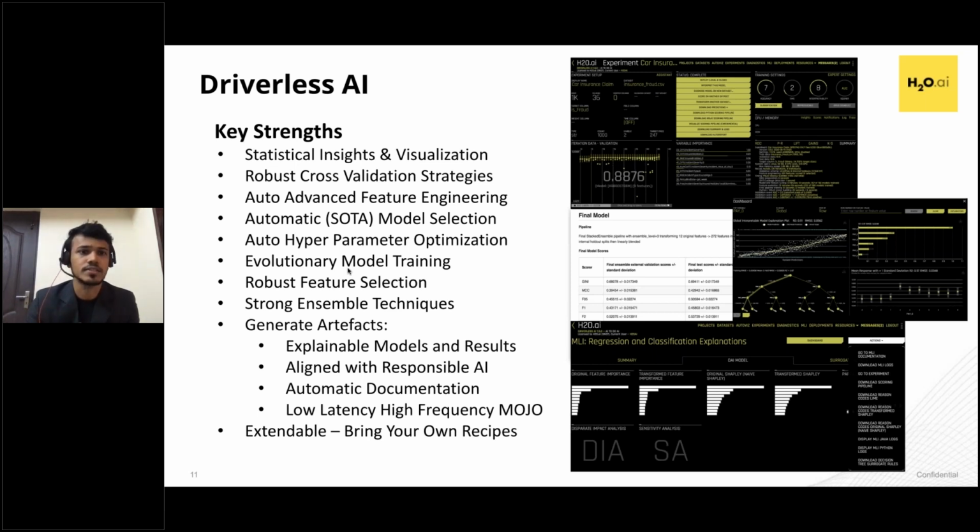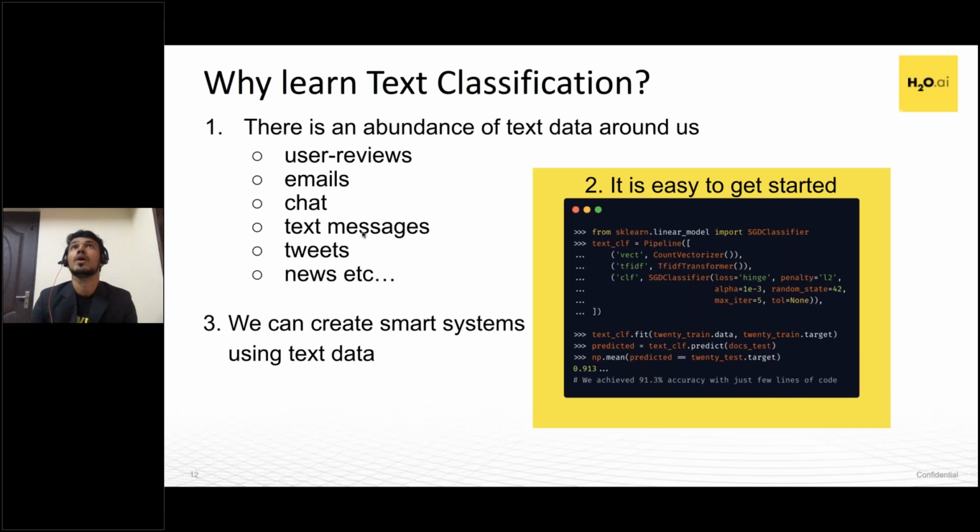Right, now with these things, let's go to why we should learn text classification in this session. One, there is an abundance of text data around us. Especially in the business world, we have user reviews, emails, sales and support conversations going on, live chat messages, text messages, tweets, news. So there is an abundance of text data available in the form of unstructured data, right?